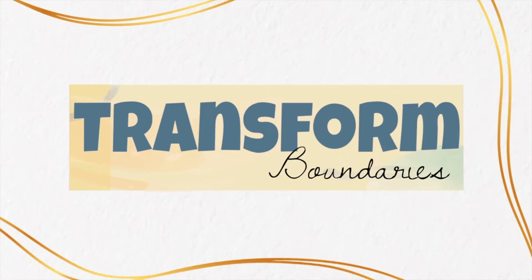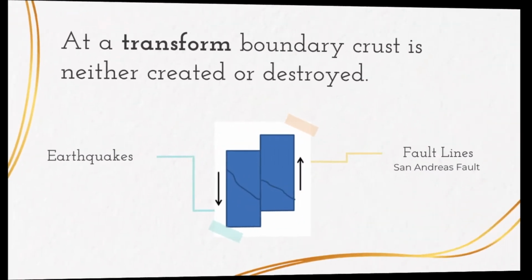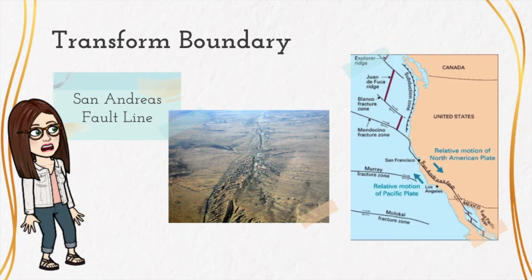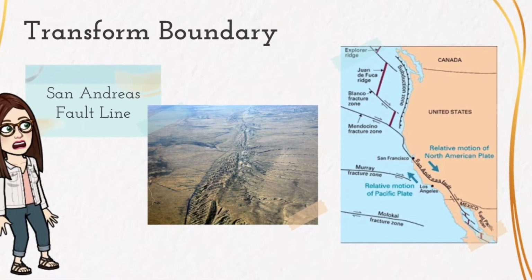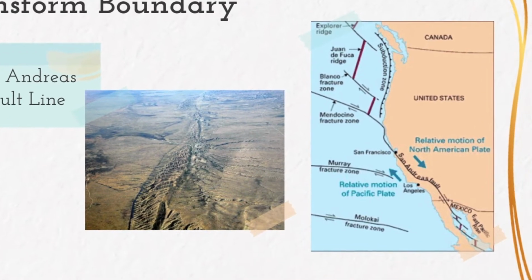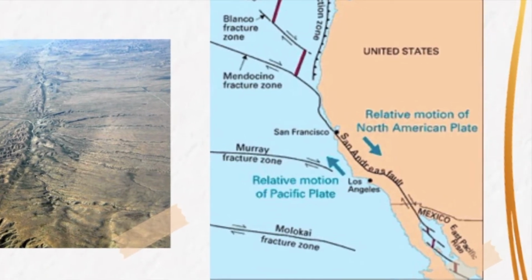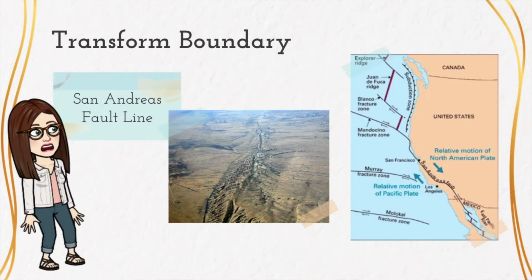Okay, transform boundaries. This is the last boundary we're going to talk about. At a transform boundary, crust is neither created nor destroyed. They're moving alongside one another. We see earthquakes here, and we also see fault lines. So here's an example of a transform boundary, the San Andreas fault line. There's a picture of it right there on your screen, and there's also a map to show you where this fault line is. This is in the western part of the United States along California. You can see that it almost goes straight through San Francisco, and then it goes to the east of Los Angeles.